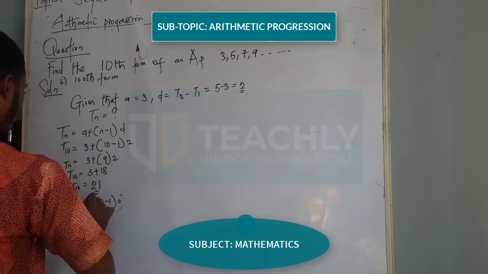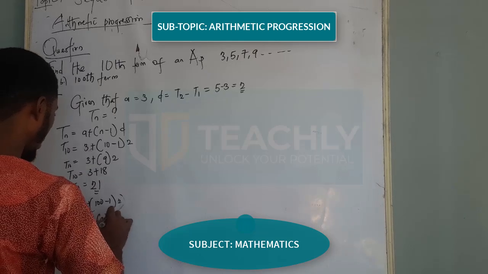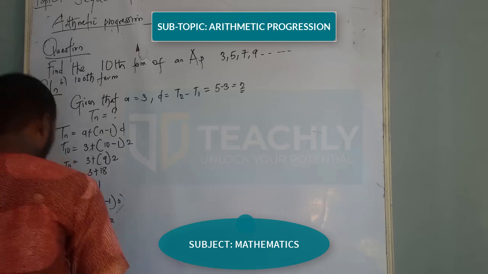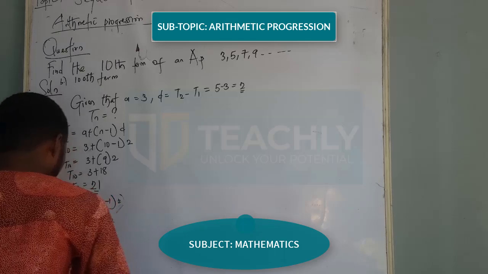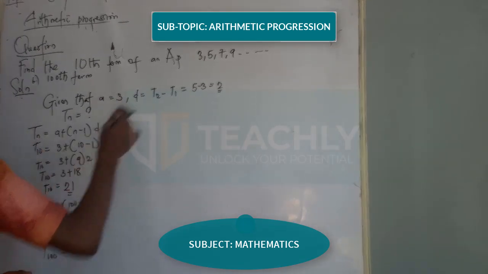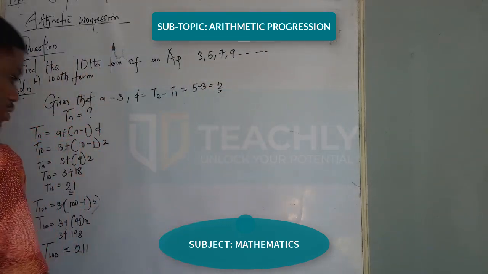So our T100 is equal to 3 plus 99, then 2. So we have 3 plus 198, and that's going to give me 201. So that's our 100th term. So this is going to save me time than adding 2 plus 2 plus 2 like that. So let's check another question.